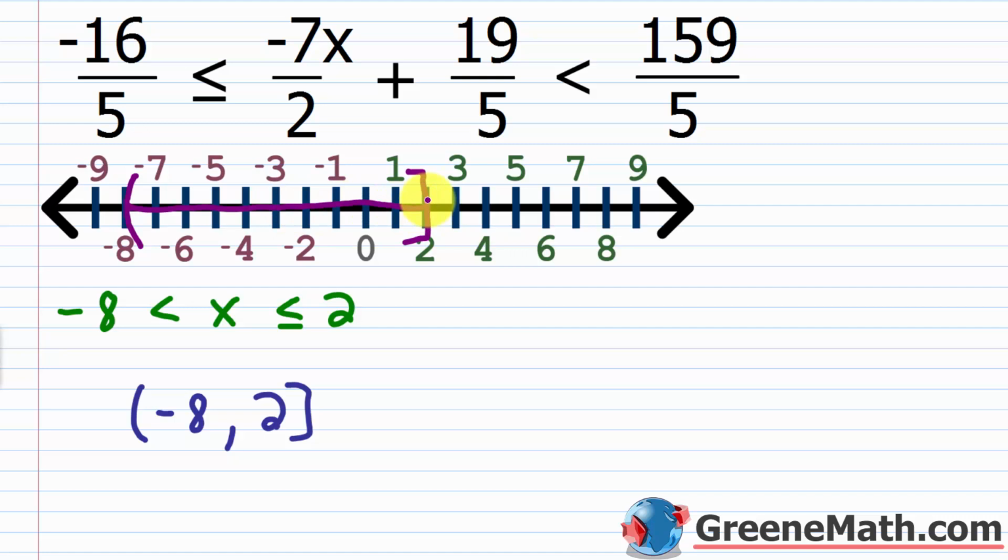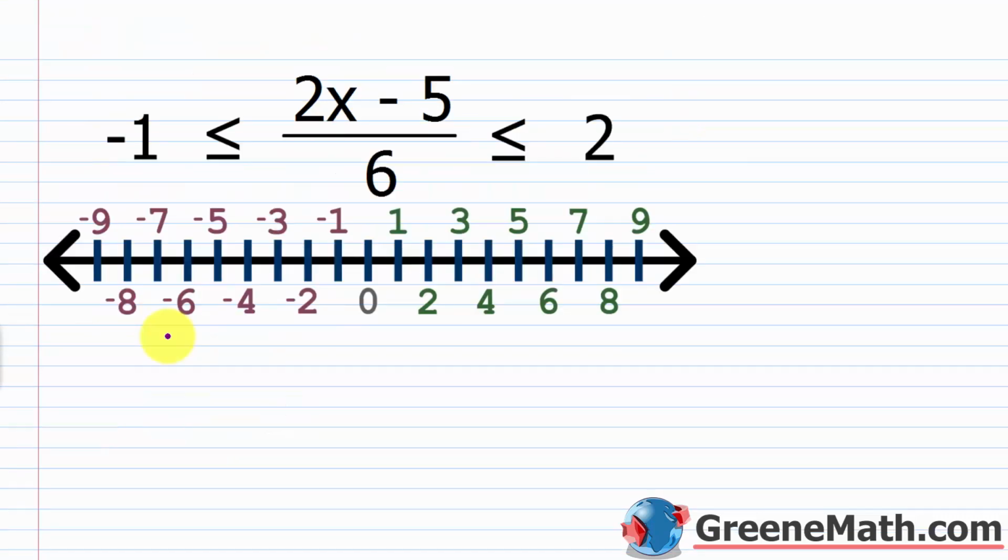So x is greater than negative 8, and also it's less than or equal to 2. So any number in the shaded region, including 2, because again, we use a non-strict inequality here, but not including negative 8 because we used a strict inequality there. All right, let's take a look at one more.